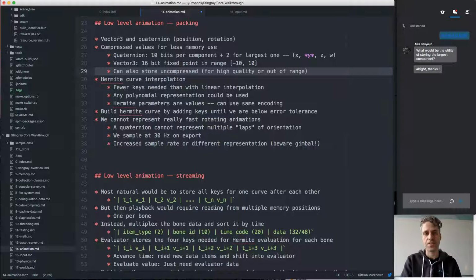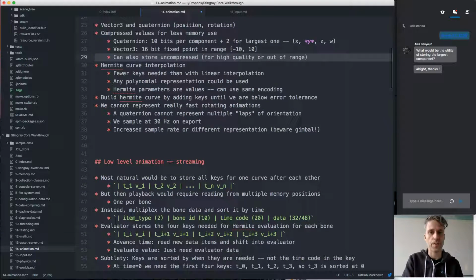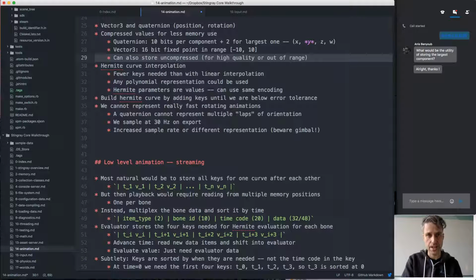If somehow these compression schemes don't give us high enough quality, or if the position is out of range, if we have a really big character that has positions outside the 10-meter range, we can't use these compressions. So in that case, we just default back to an uncompressed value. But these compressed values work for most cases. So that's how we compress the keys.